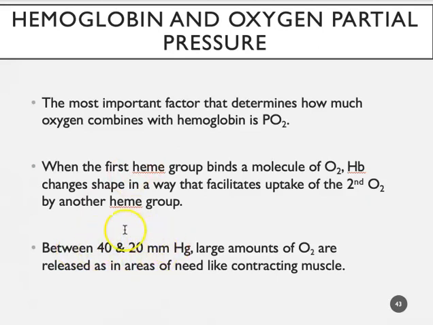And you don't have to memorize these numbers, but basically in areas like working, contracting muscles, the difference in the partial pressure will be one of the triggers that causes oxygen to unload from, or be released by, the red blood cells and travel to those working muscles.